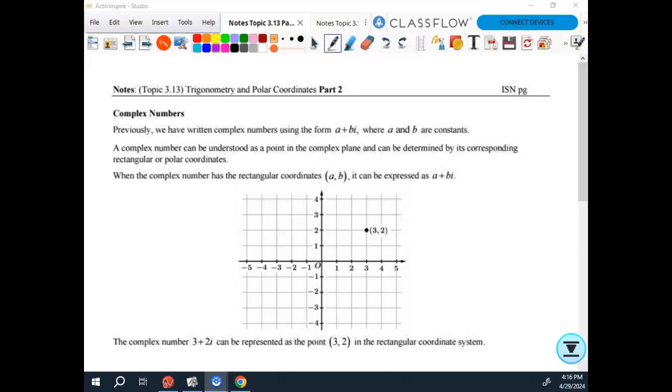This is part of 313 that I skipped. It was like the second part of it because we were just getting into polar, and I didn't want this to get all lost and confused in your brains with the polar stuff. Complex numbers, not a brand new concept for you.